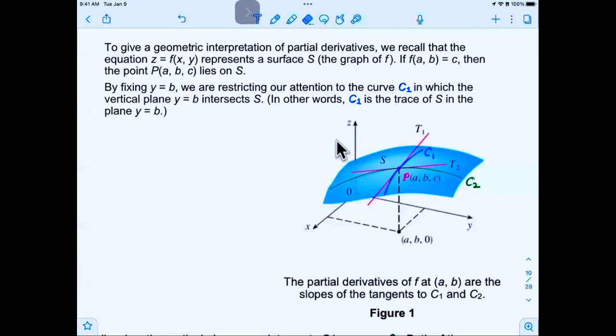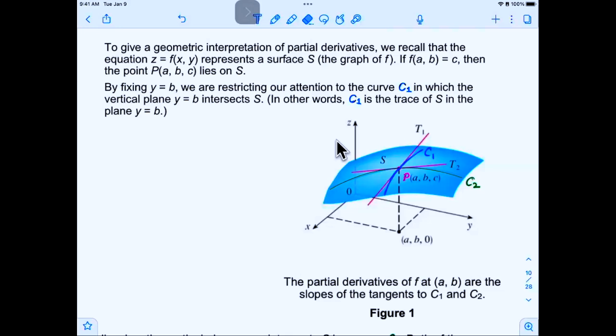The partial derivative of the function at (a, b) is actually the slope of the tangent of this C1 over here. Remember, the derivative corresponds to the slope of the tangent. So the partial derivative with respect to x at (a, b) corresponds to the slope of the tangent of the intersecting curve C1, when you take y equal to b and intersect with the surface. So that's the slope of the tangent of C1 when you fix y to b.